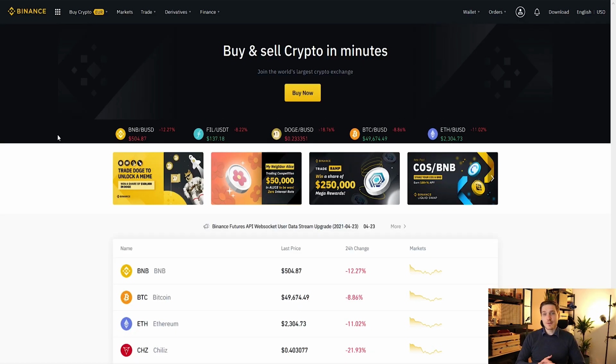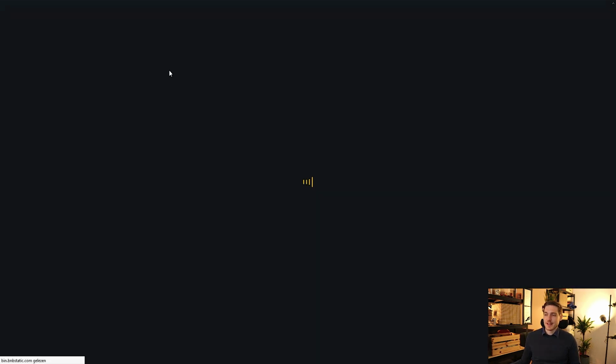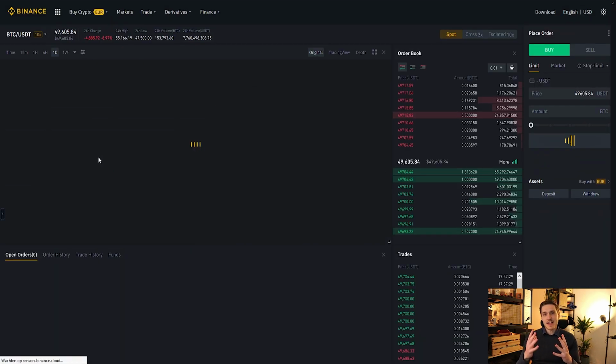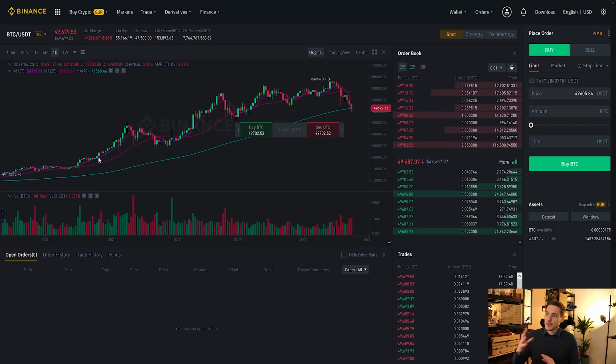So let's first of all go from the homepage of Binance to the advanced trading station. I usually go to trade over here and then I click on advanced. And let's now say that you started a trade on Bitcoin and you want to put in a take profit order to take profit, of course, at a certain level above the level you bought in. And you also want to put in a stop loss to get out of the trade below the level you bought in to avoid losing even more.